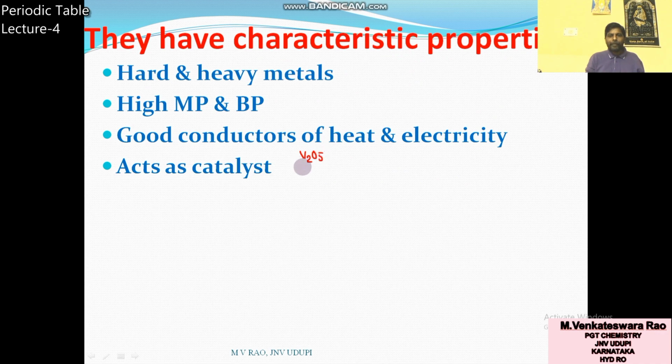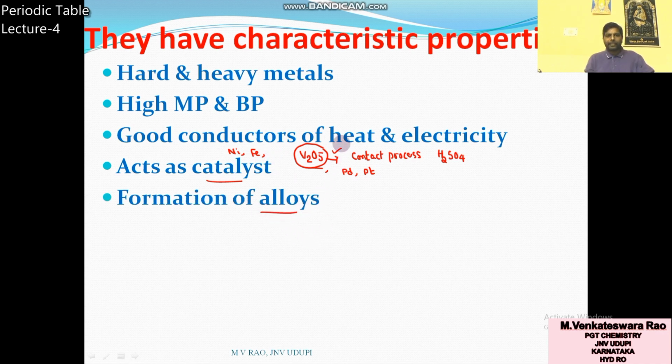V2O5, vanadium oxide, acts as catalyst in the contact process for the manufacture of sulfuric acid. In the manufacture of sulfuric acid, V2O5 is the catalyst. So that means nickel acts as catalyst, iron, V2O5, palladium, platinum. These elements and their oxides act as catalysts.